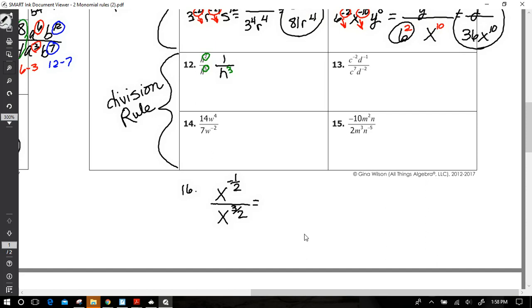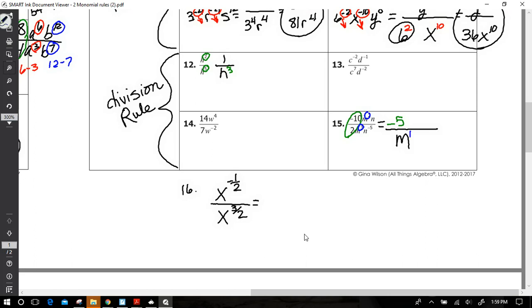All right. Let me do number 15 and 16, and then I'm going to let you finish up 13 and 14 on your own. So in number 15, I see that I have a negative 10 divided by 2, so that's just going to give me a negative 5. And I do have this fraction going on here. Okay, so negative 5 over 1 is the same as negative 5. My m's, let's see, a 3 on bottom and a 2 on top. So I'm going to have m stay on the bottom, and the 3 minus 2 is 1.